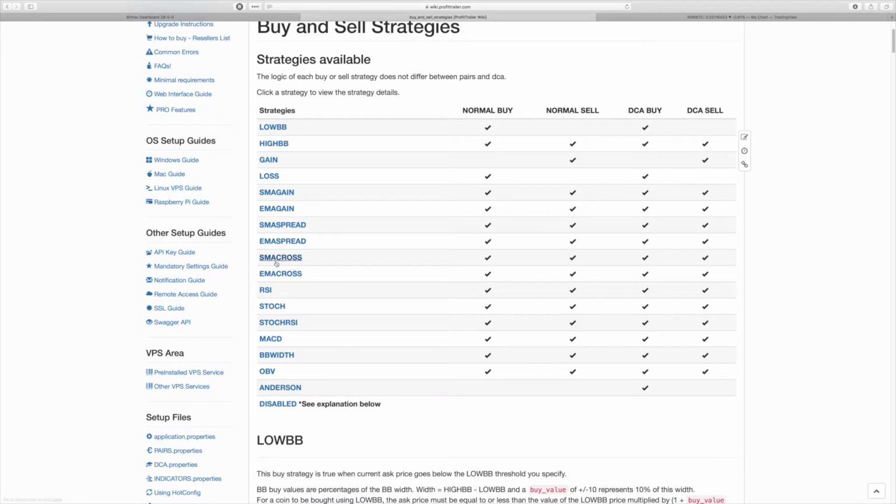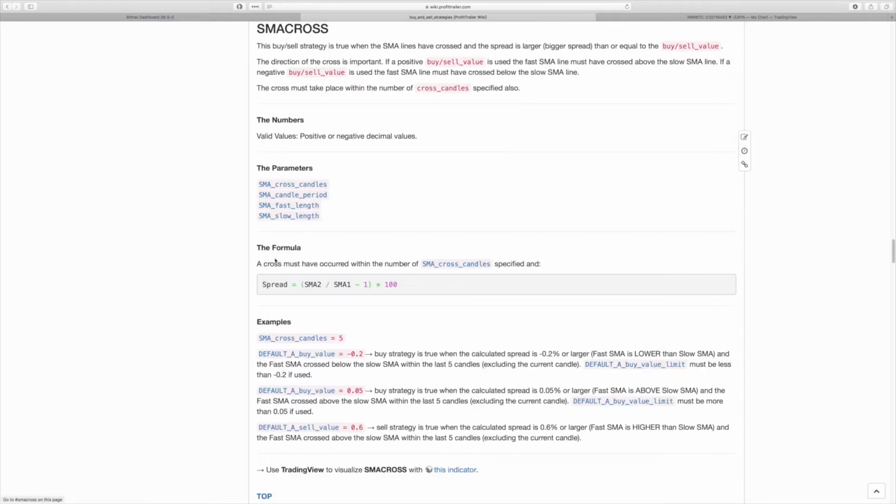We're going to start this off with SMA cross and then move on to EMA cross, which for all intents and purposes is going to be exactly the same, just using different moving averages. As we can see on this matrix, the SMA cross and EMA cross strategies are used for all forms of buying and selling, both normal and DCA. Let's click the link here and see what the article says.